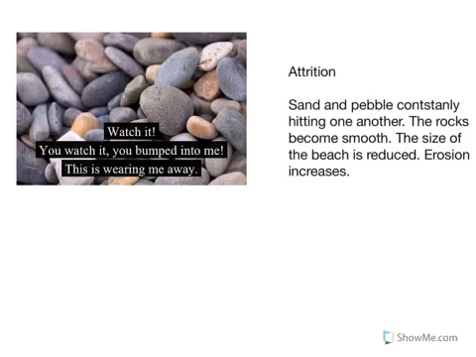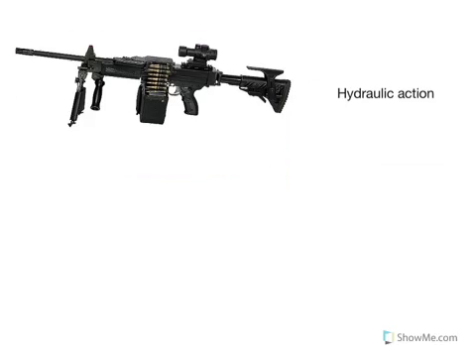This is called attrition. So, the pebbles and material on the beach are smoothed out, eventually becoming smaller, which means there's more erosion going on the beach.